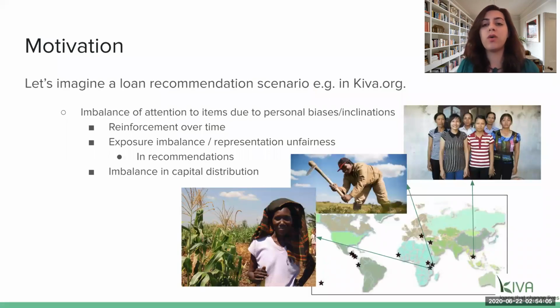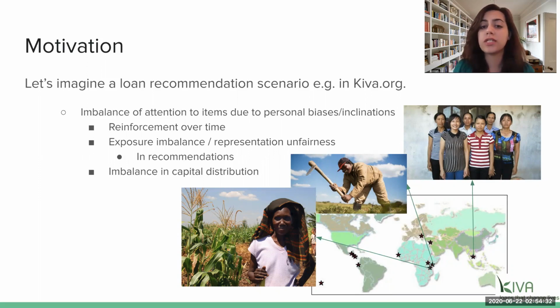Let's imagine a loan recommendation scenario, for example, in Kiva.org. If you're not familiar with Kiva, it is a microfinance nonprofit organization that matches lenders and borrowers all around the world. Due to various reasons, some loans on this website gather more attention than other loans. The imbalance of attention causes some loans to get funded within a few minutes to a few hours, while other loans sit on the website and starve.